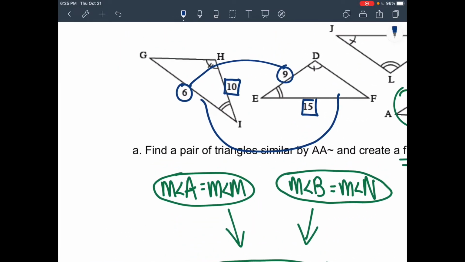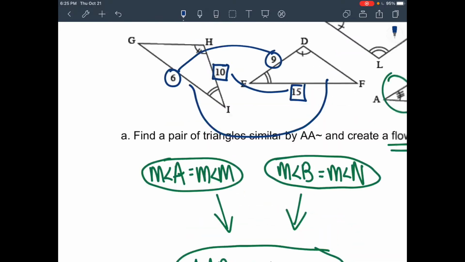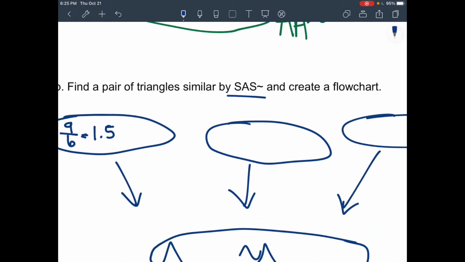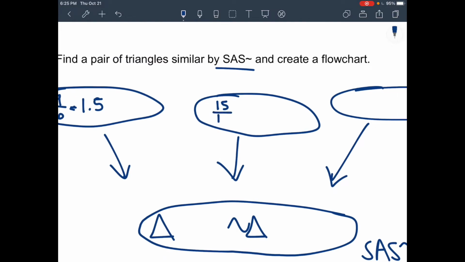So the other set is 15 and 10. I am going to keep the same order as I did before. So I did 9 first, so I'm going to do 15 first. So 15 over 10 is also 1.5.